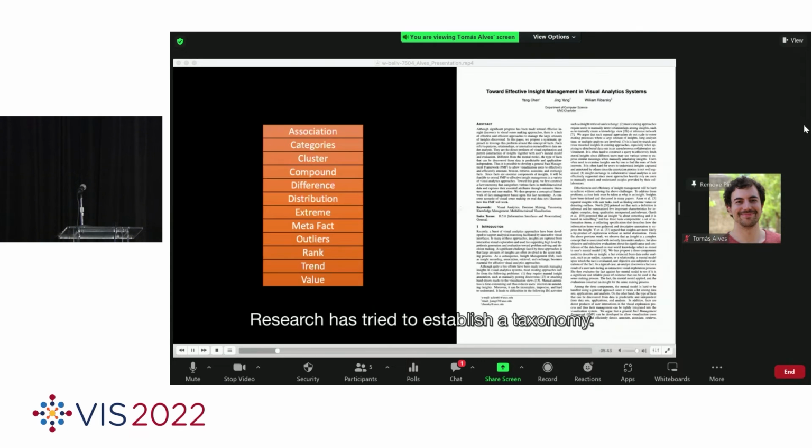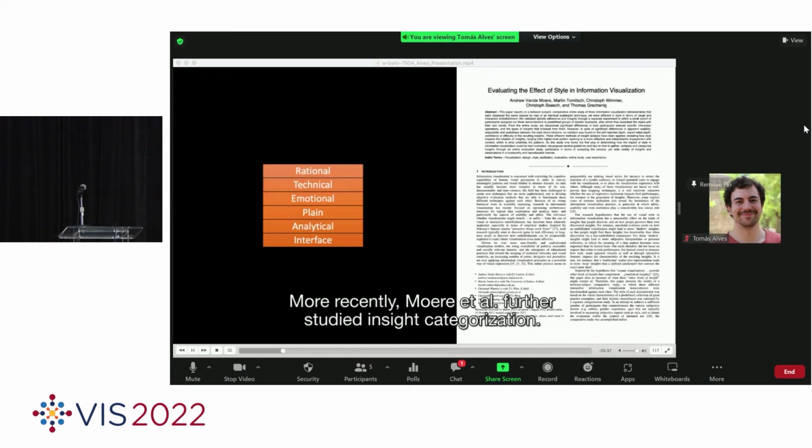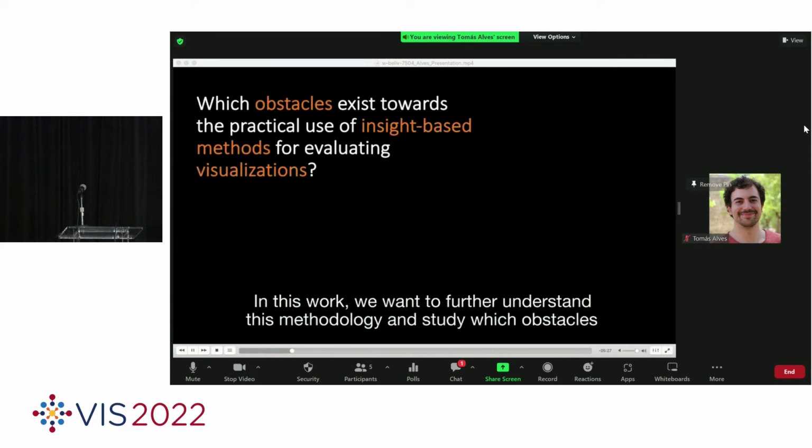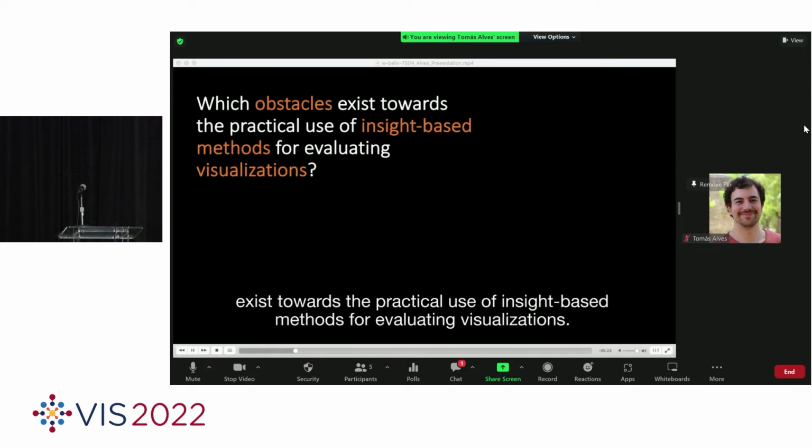Research has tried to establish a taxonomy. First, Chen et al. divided insights into 12 analytical types. More recently, Moer et al. further studied insight categorization. However, there is little empirical data to provide robust guidelines for practitioners focused on the process of gaining insight into data. In this work, we want to further understand its methodology and study which obstacles exist towards the practical use of insight-based methods for evaluating visualizations.